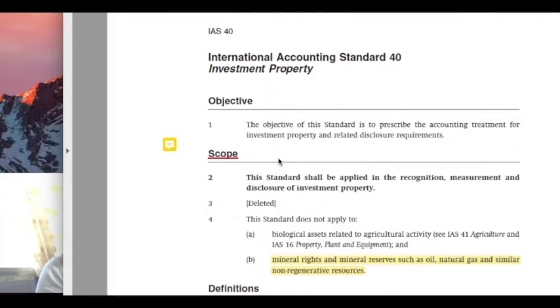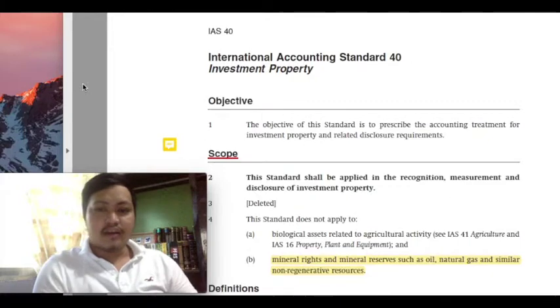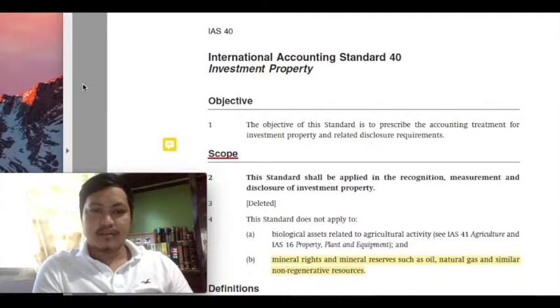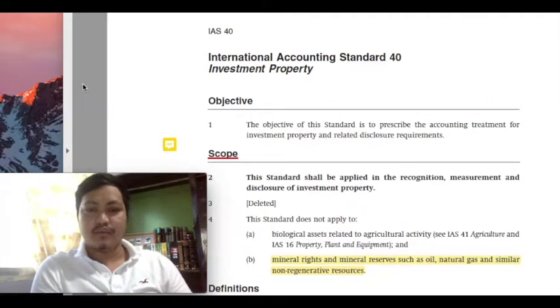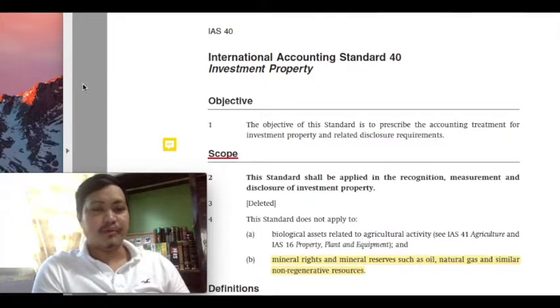So if you'll compare this with the other standards, class, PAS 40 has perhaps the most straightforward objective. That PAS 40 will provide the accounting treatment for investment property. It's very important, class, for you to understand first what then is an investment property. Because if you try to look at the scope, class, even the scope tells you that the standard will be applied in the recognition, measurement, and disclosure of investment property.